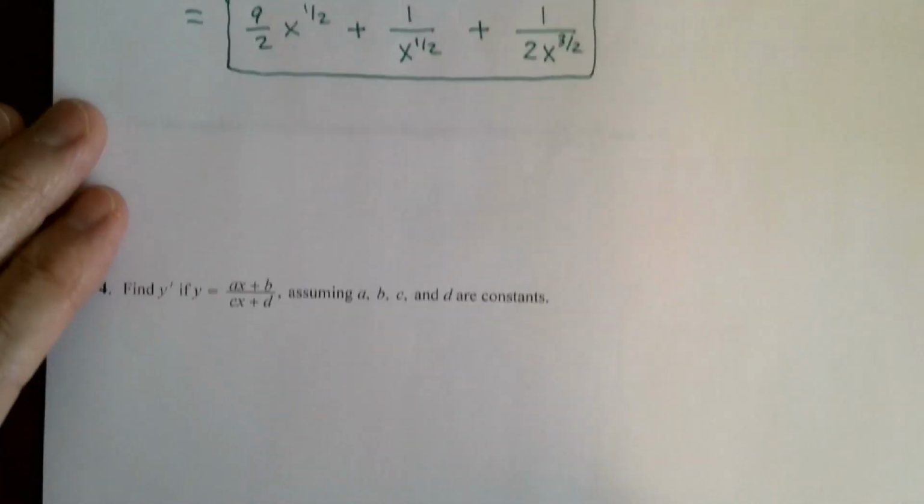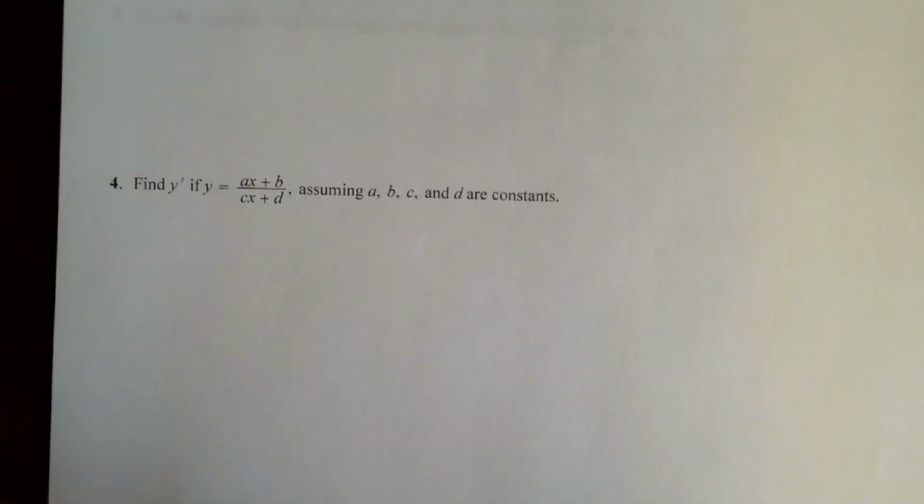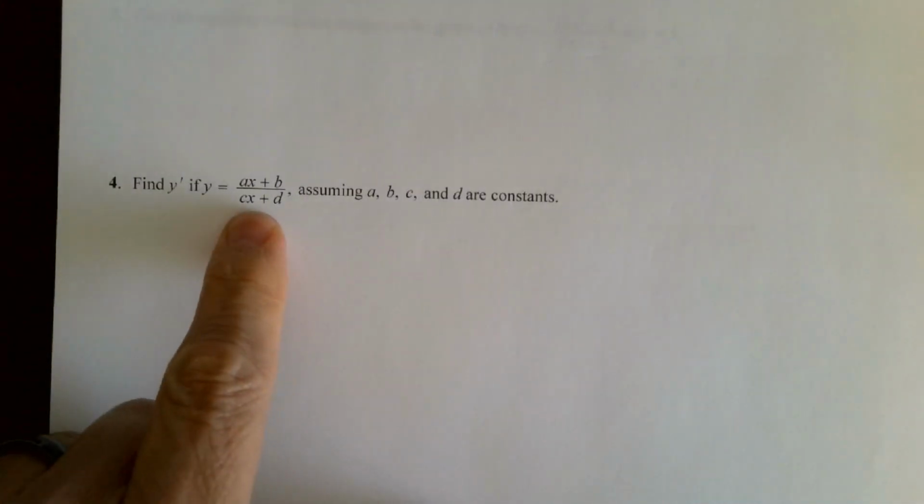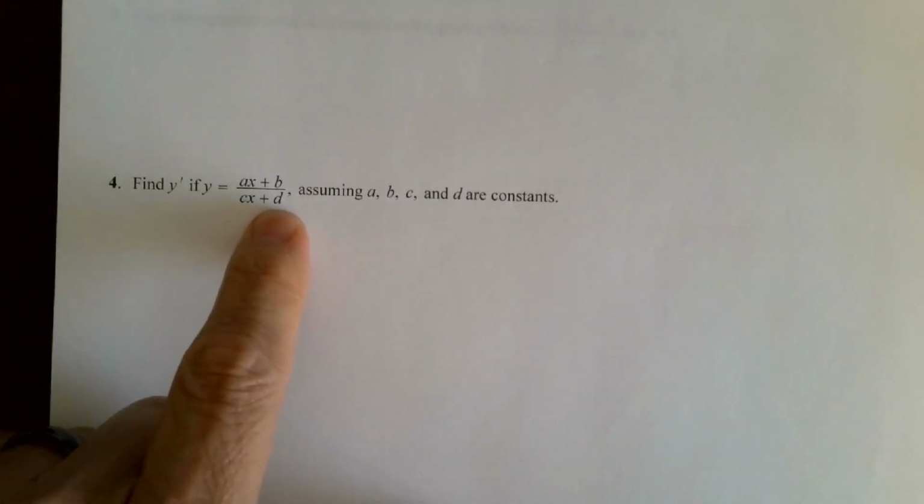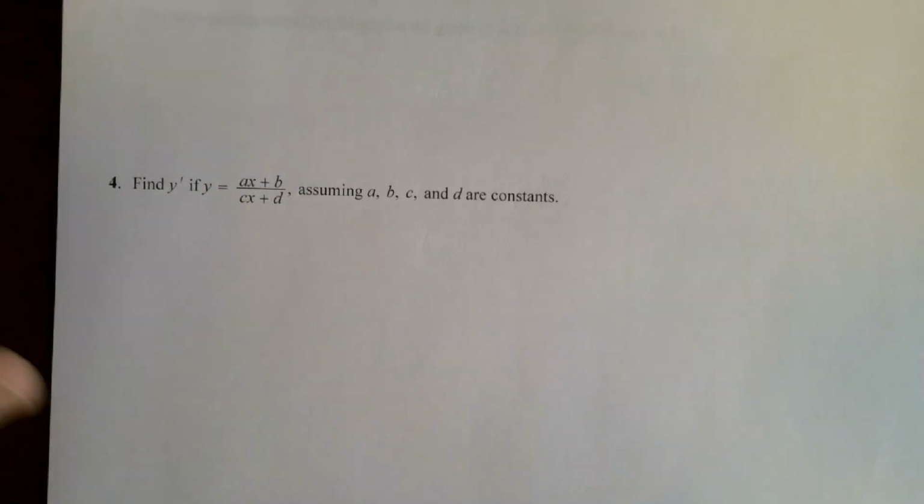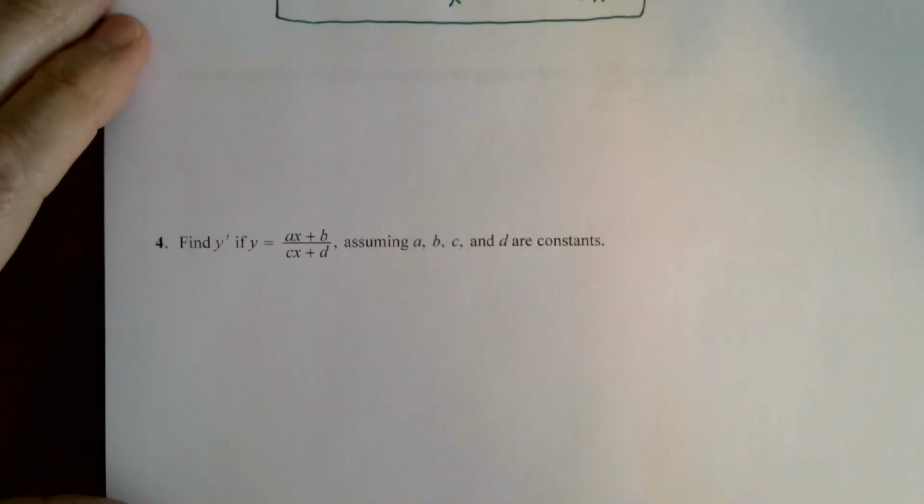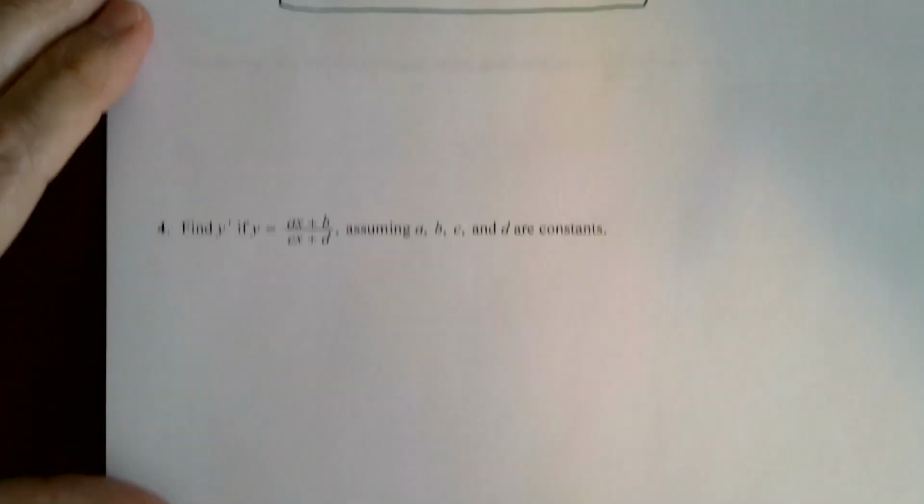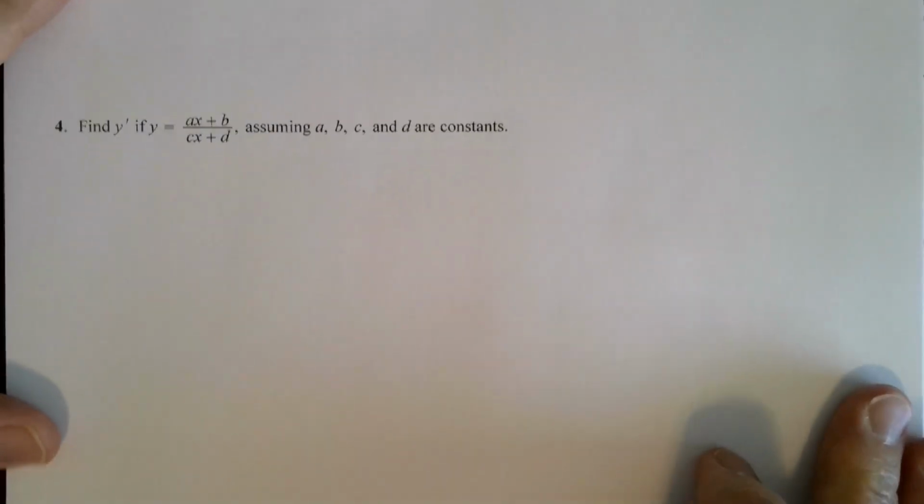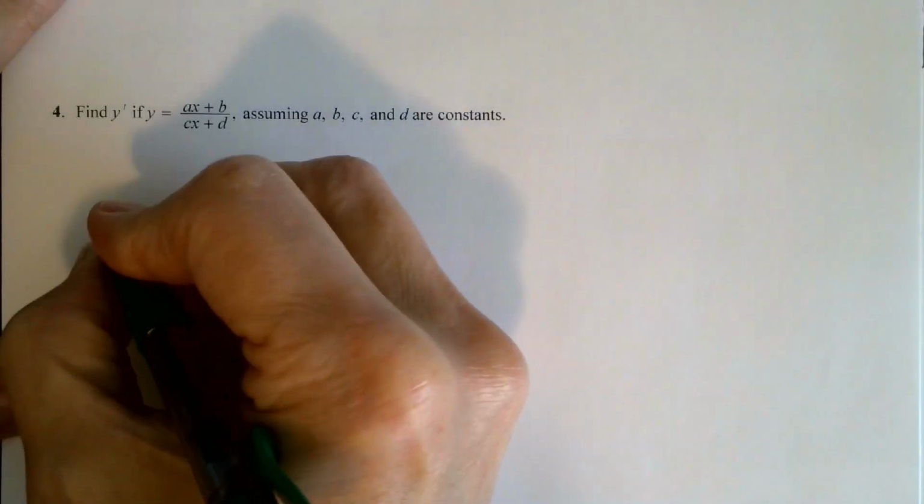Let's do one more example with the quotient rule with some constants. A, B, C, and D are constants here. This one I can't simplify, since I'm dividing by cx plus d, it's not a single monomial term. There's a binomial down there. So let's find the derivative with the quotient rule.